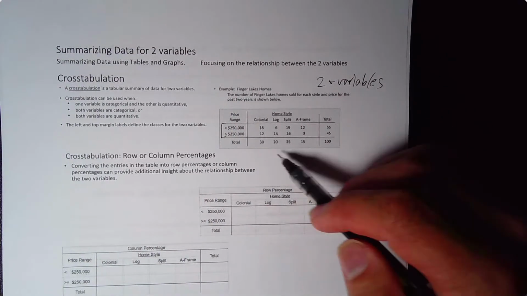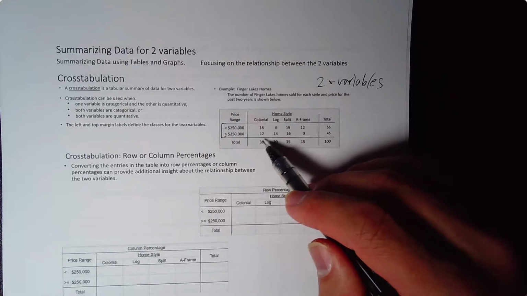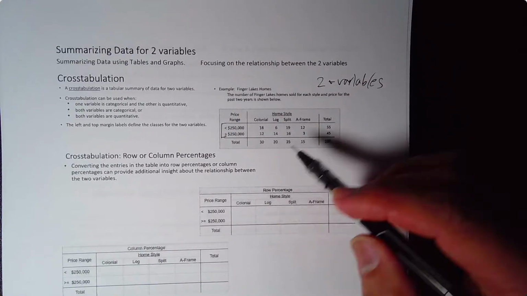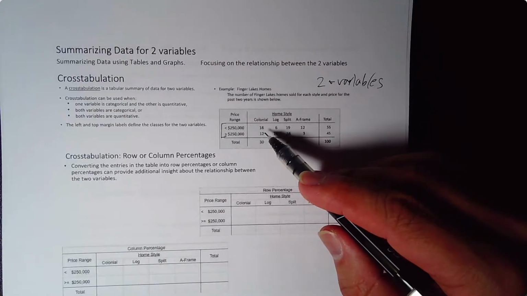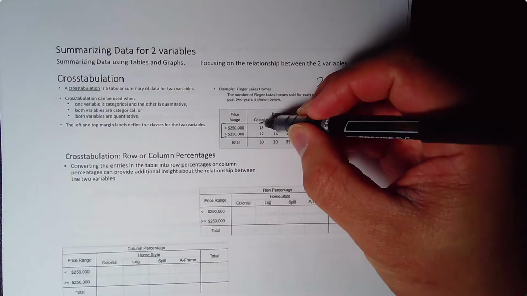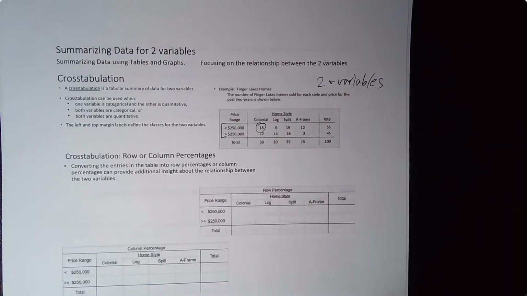Well, first, we have the number of homes in each style and price category. So inside is the union, what we call it. So for example, there's 18 here. That means there are 18 homes that are both colonial style and under 250,000. Right here, there are three homes that are A-frame style and above 250,000.